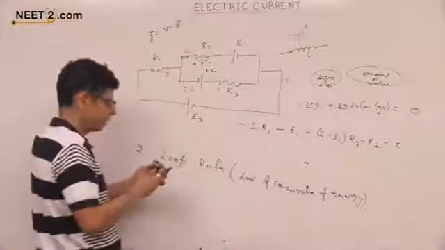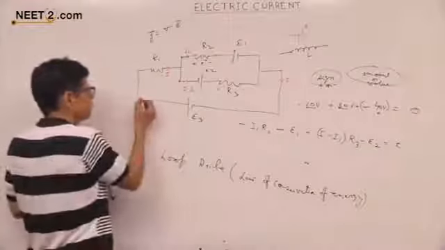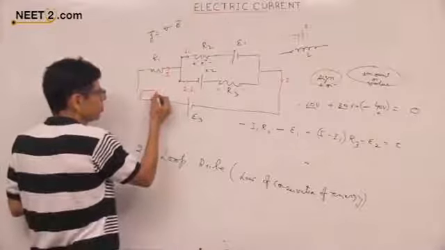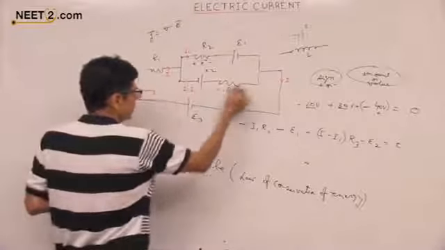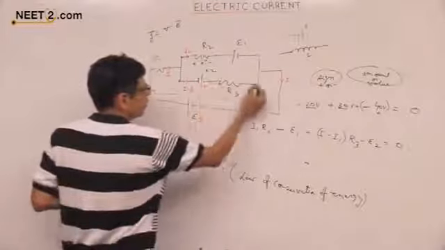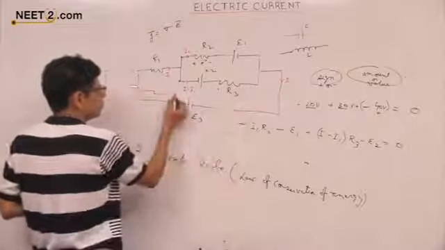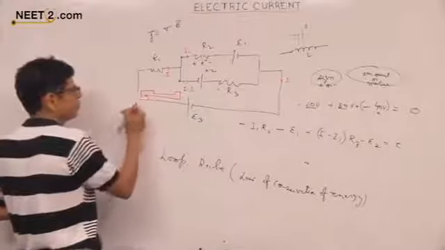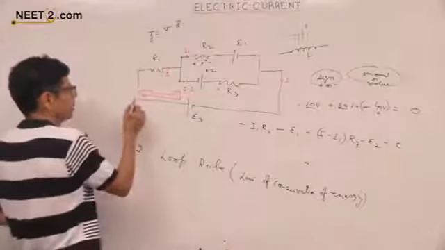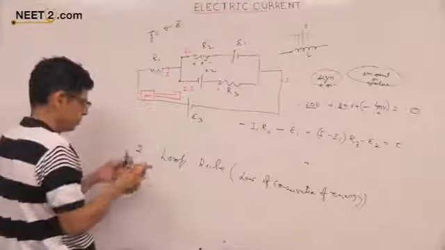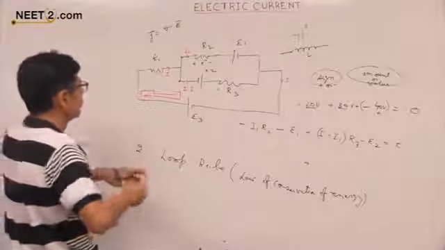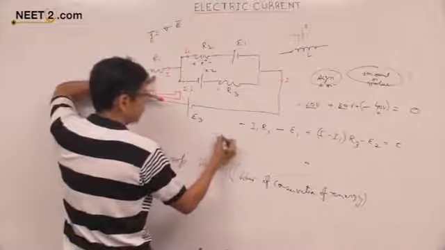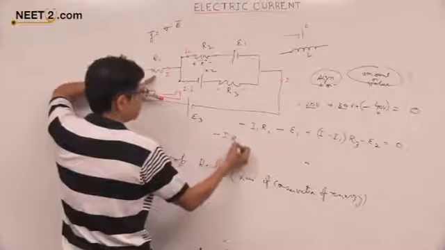Let's practice it once more. This time I'll take the following loop. I'll start here, go like this through this branch, then come down, then go like that, then go back like this. So this is how I'm going. Okay, so let's start here. Nothing is written. Then on this, something has to be written. There is some element. Ohm's law will decide. So it is minus IR1.